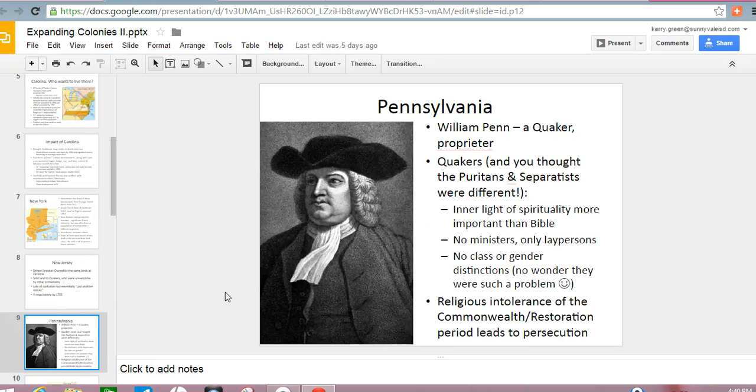Now we get to Pennsylvania. All right, so the Quakers are kind of an offshoot of the Puritan branch, right? If the Separatists were a sect, the Quakers are going to be a sect.